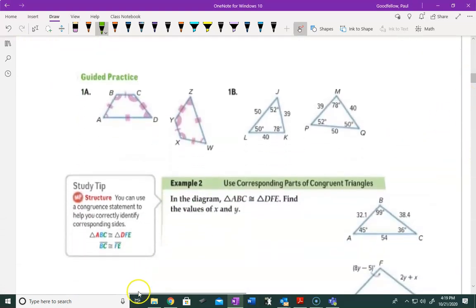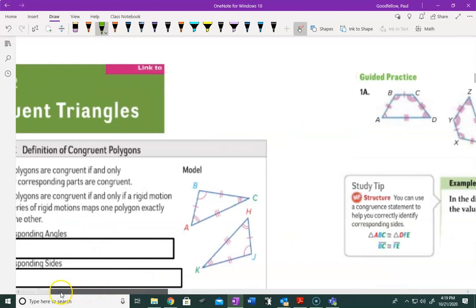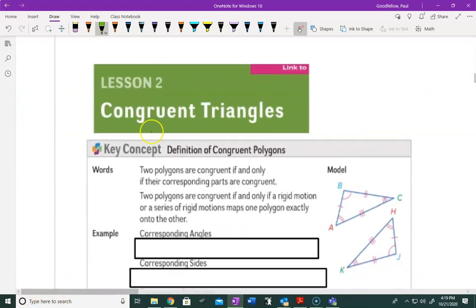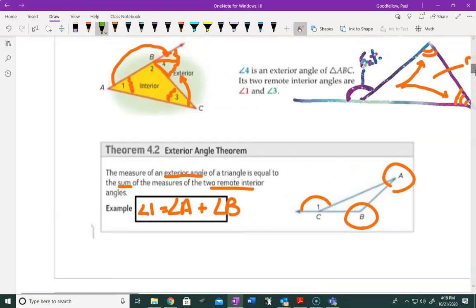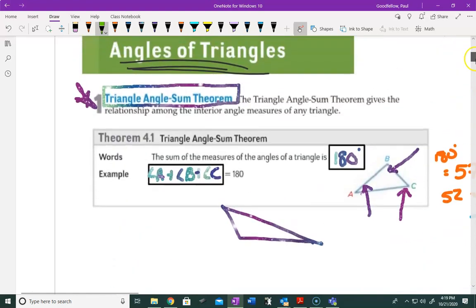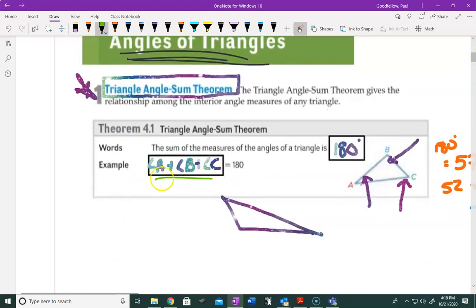Now, moving over here to the next piece, and look at that, I finished. Lesson number 2 is coming up next time. A big reminder of what we discussed in lesson 1: the exterior angle, the one on the outside, adds up to the two that are away from it. That's the exterior angle theorem. And last but not least, we also talked about how triangles always have to add up to 180 degrees. So that's your triangle sum theorem.